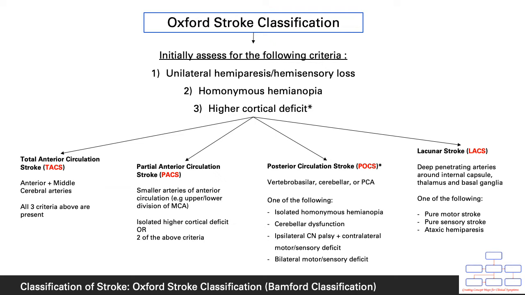And with your lacunar strokes, it is basically an infarct in the deep penetrating arteries in your internal capsule, thalamus, and basal ganglia. So patients with lacunar strokes will present with only one of the following: pure motor stroke, pure sensory stroke, or ataxic hemiparesis. I've also highlighted higher cortical deficit with an asterisk because we will cover it in the next slide.